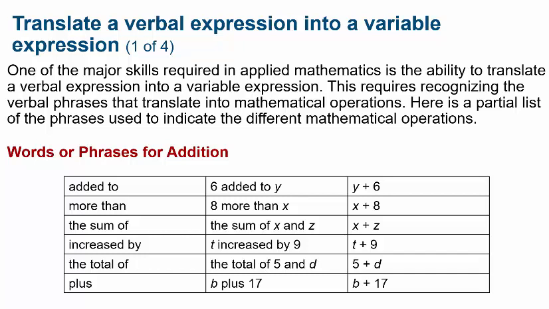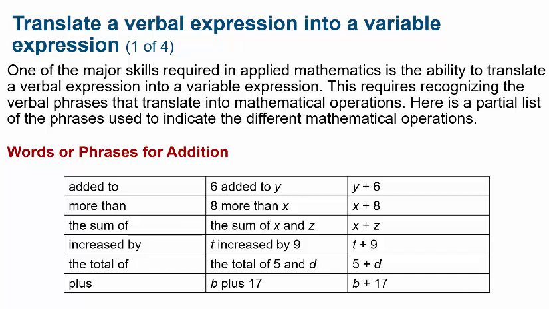One of the major skills required in applied mathematics is the ability to translate a verbal expression into a variable expression. This requires recognizing the verbal phrases that translate into mathematical operators. What I have below is a partial list of phrases used to indicate the different mathematical operators. For example, when you see the following words, these are synonymous with addition: added to, more than, the sum of, increased by, the total of, plus. All these words indicate addition.